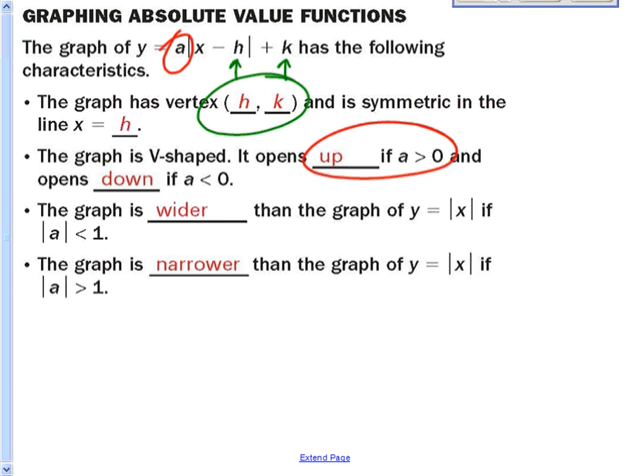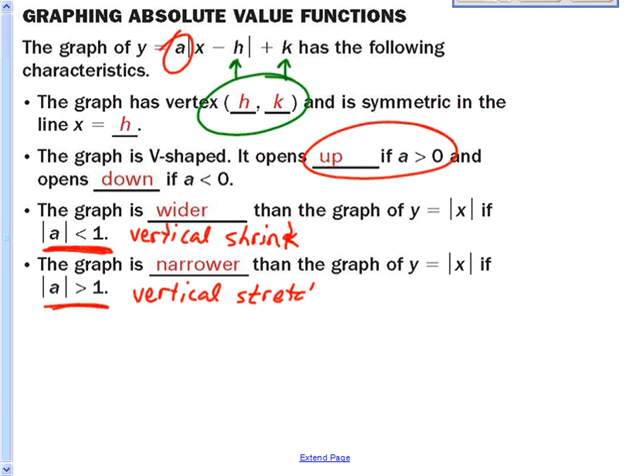And then if the absolute value of a is less than 1, it's wider. Another way to say that is a vertical shrink is another way of saying that it's wider. Wider is kind of layman's terms. Now, if the absolute value of a is bigger than 1, okay, that is a vertical stretch. So it becomes narrower, if you will, narrower, okay?